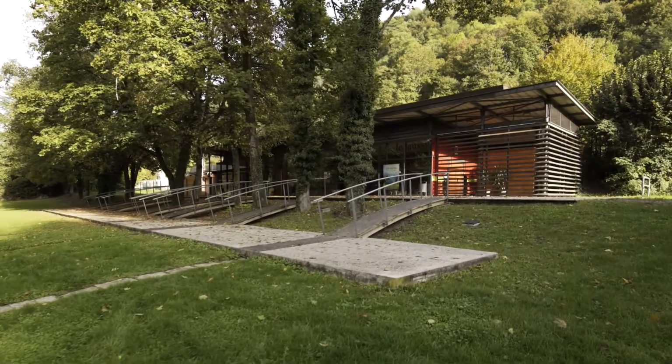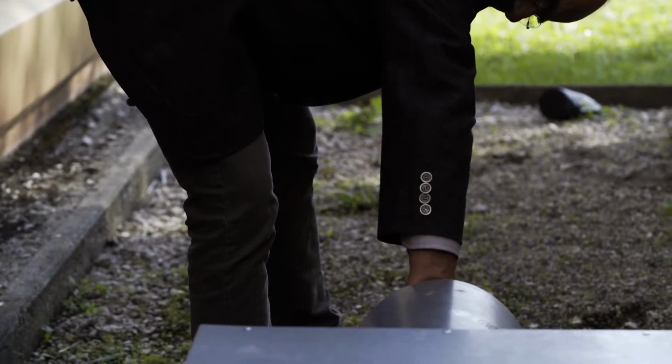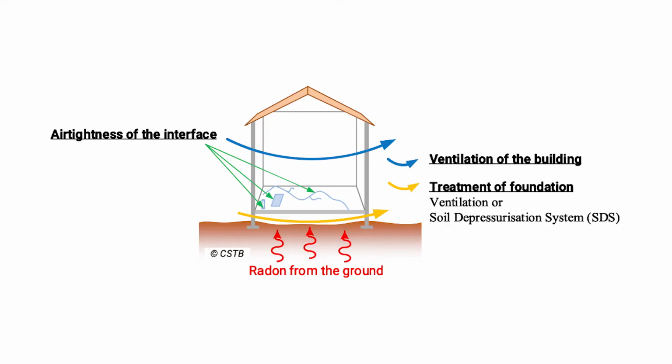On the one hand, limiting the entry of radon from the ground. On the other hand, diluting its concentration in the building. Also, the types of corrective actions can be grouped into categories of techniques. Improving the air tightness of the interface between the ground and the building. Checking and improving the ventilation of the building. Improving or restoring the ventilation of the basement or crawl space by natural or mechanical ventilation, or even setting up a soil depressurization system.